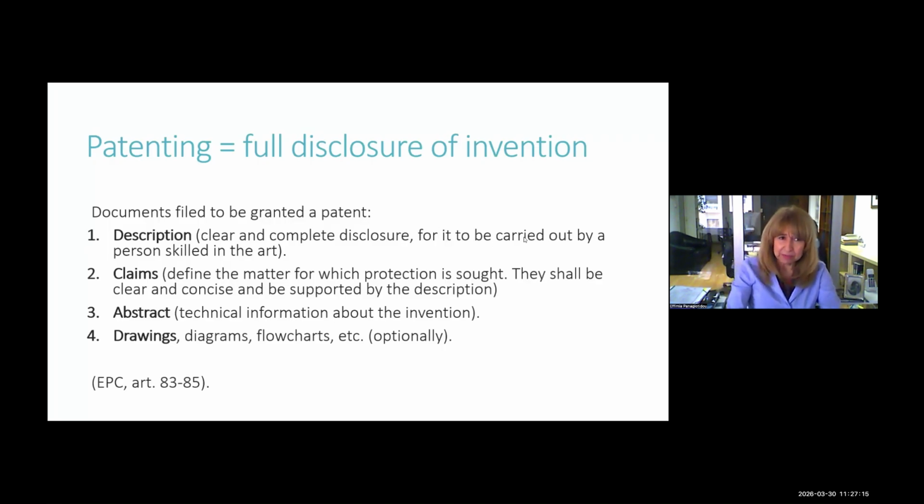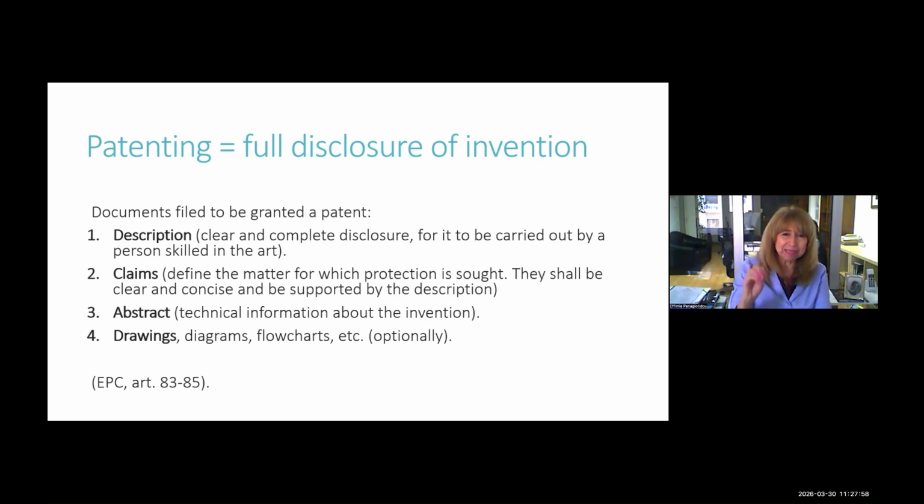First of all, we have to say that patenting means that the applicant must make a full disclosure of the invention. So, the documents he has to file to be granted a patent are these 4 documents. 1, 2, 3, always. The 4th is optional. So, the first one is the description of the patent. The description of the patent is a clear and complete disclosure for it to be carried out by the person skilled in the art. So, it is not just a description. It must be written in such a way that the person skilled in the art, the expert of that specific field of the invention, must be in a position to carry it out.